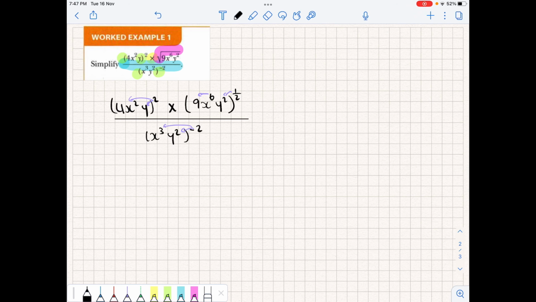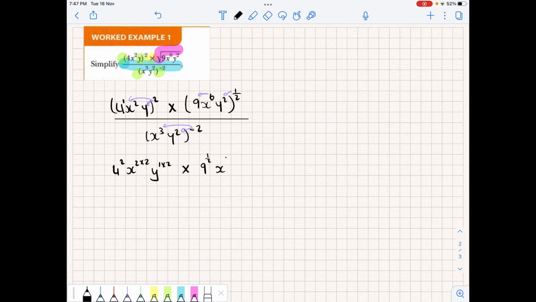So we're going to have 4. The 4 actually has a power 1. It's just we don't write it. So we're going to get 4 squared. Then we're going to get x squared. We're going to raise that by another power of 2, so we're going to multiply by 2. And y, we have 1 times 2. All of this is being multiplied by 9, and we're going to raise this to the power of a half.